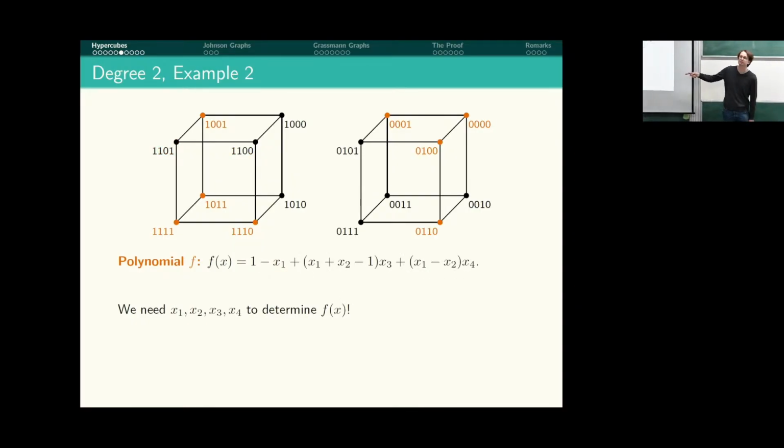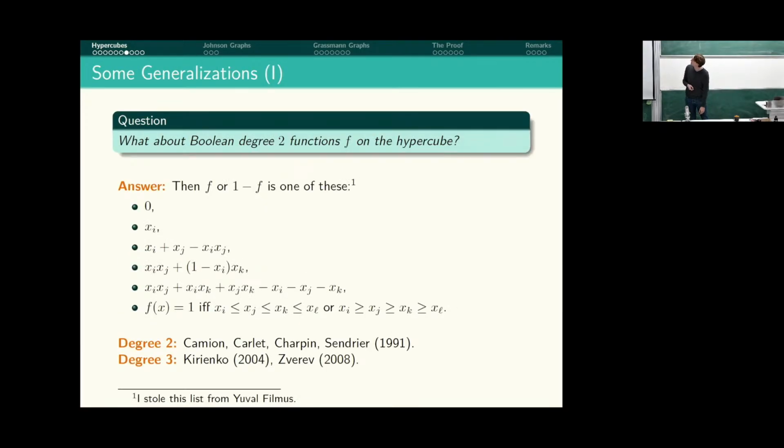You can write down more complicated things which depend actually on 4 coordinates of the input. So this is also a Boolean degree 2 function. And you need 4 input coordinates to determine the output. Okay, now maybe you think we need an arbitrary amount of input variables, but that is also not true. For a degree 2 function, we need at most 4 input variables. Here you have a complete list of all possible examples for Boolean degree 2 functions.